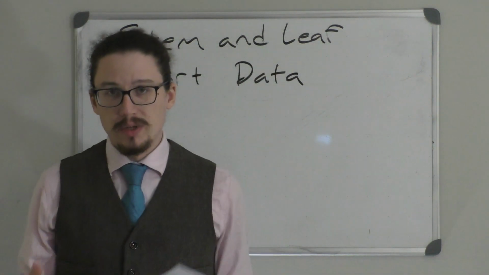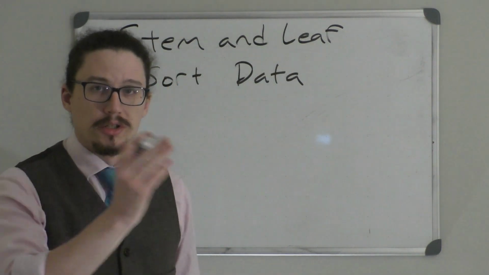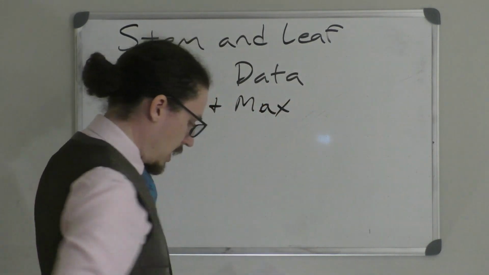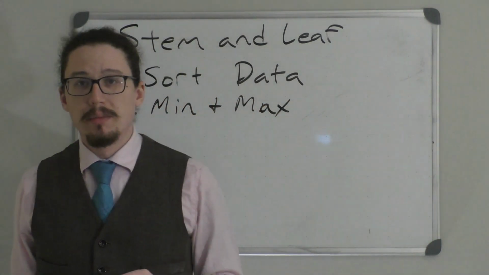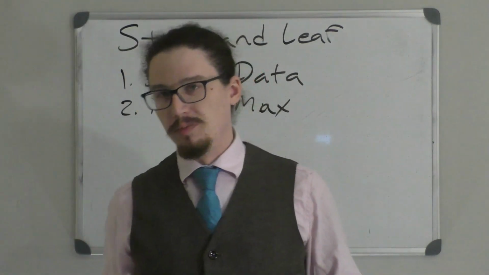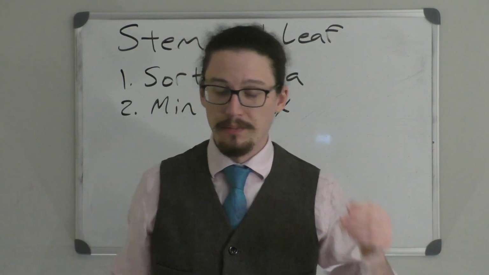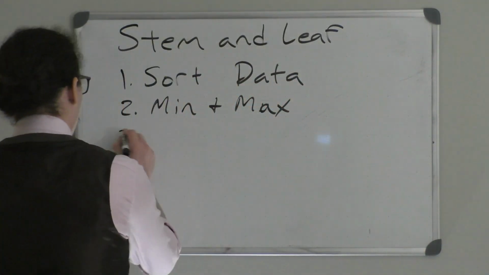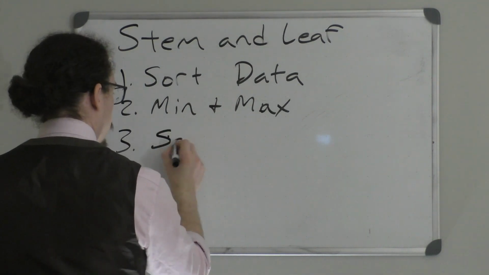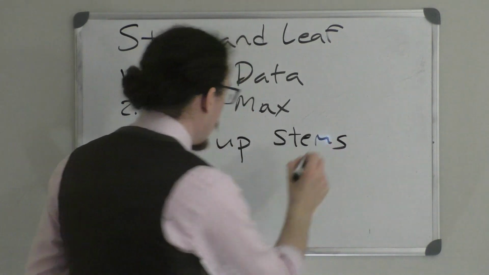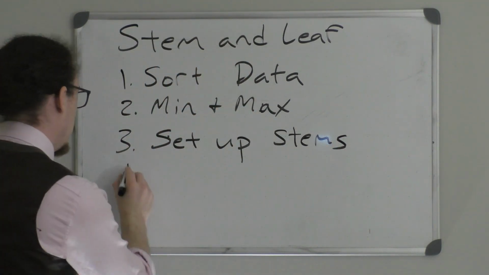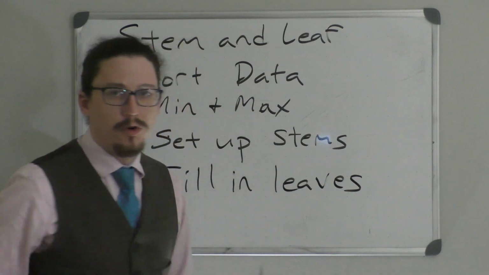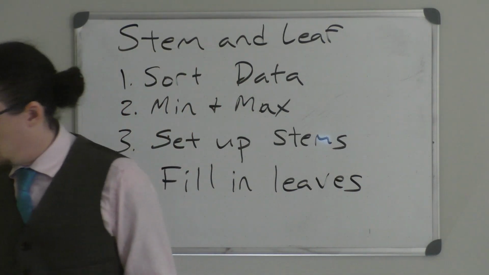The first step when making a stem and leaf display is we need to sort our data, get it in ascending order, so from smallest to largest. The next step is to find the minimum and maximum value. If it's in order, you've basically already done that. It's the beginning value and the last value. This is to determine what your stems need to look like. The third step is to set up our stems. And the fourth step is to fill in the leaves.